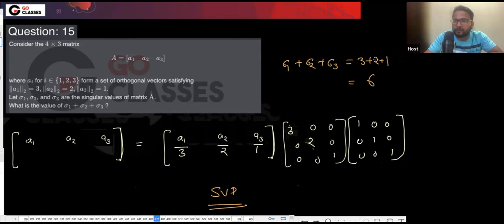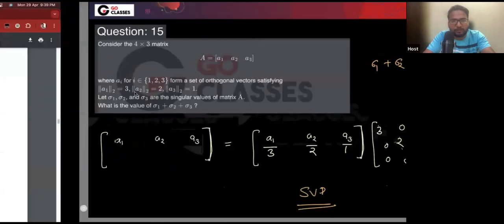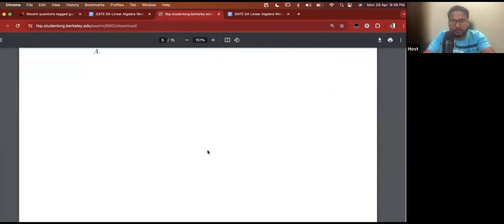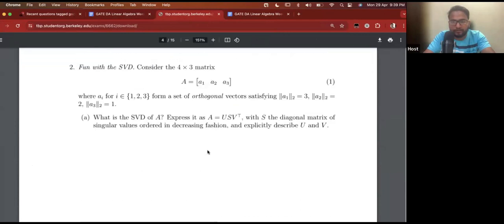Diksha is saying, sir, what does this 2 along with a1, a2, a3 mean, where is it written?